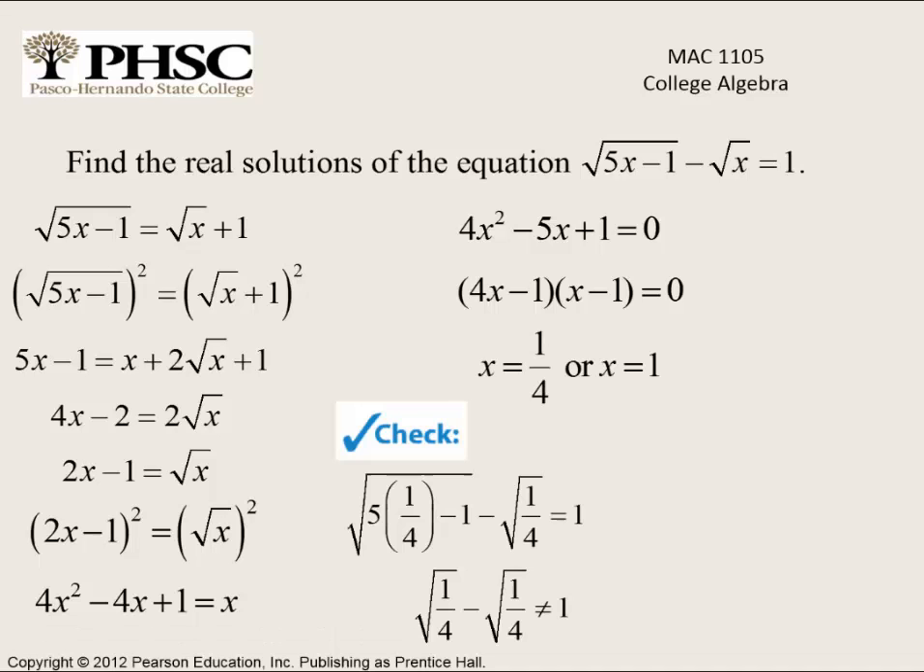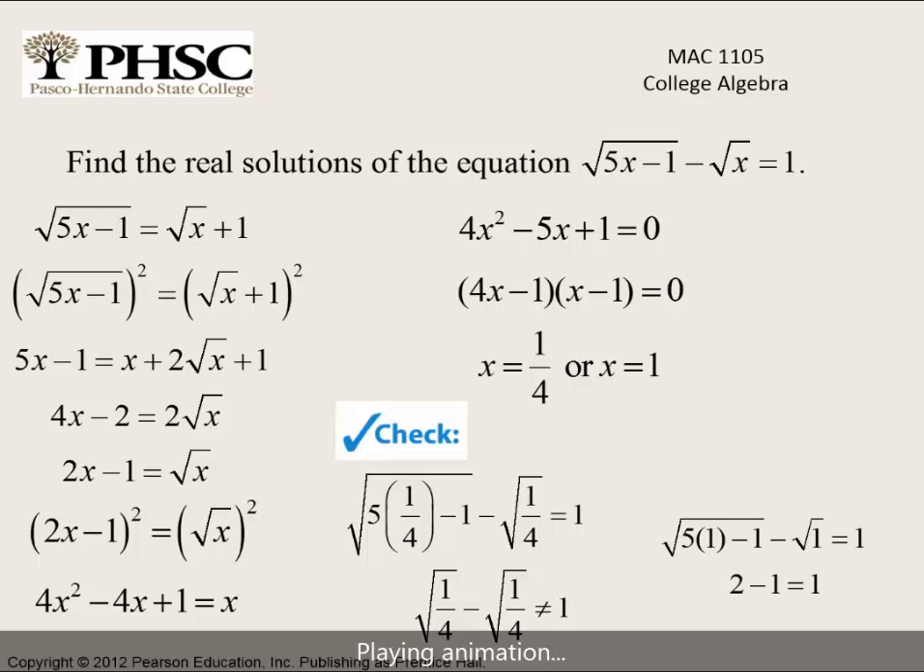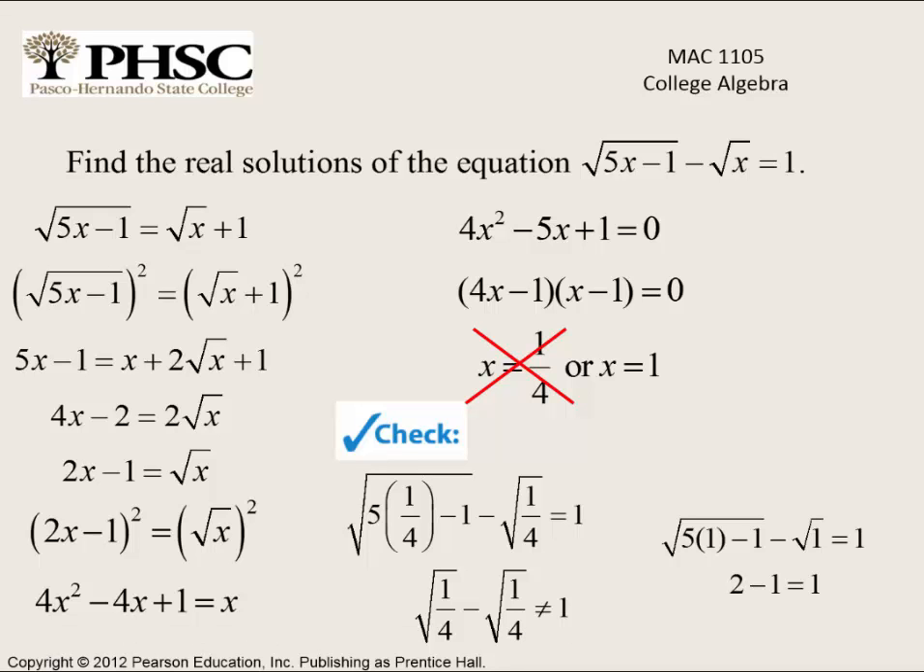Now we check to make sure it works. By checking, we find out that x equals 1/4 is not a solution, but x equals 1 is a solution. Therefore, the solution set for this particular equation is just 1.